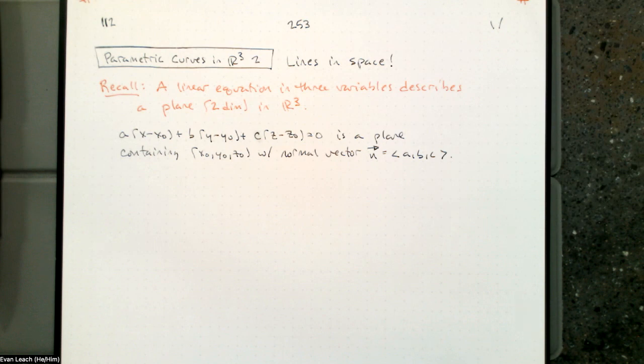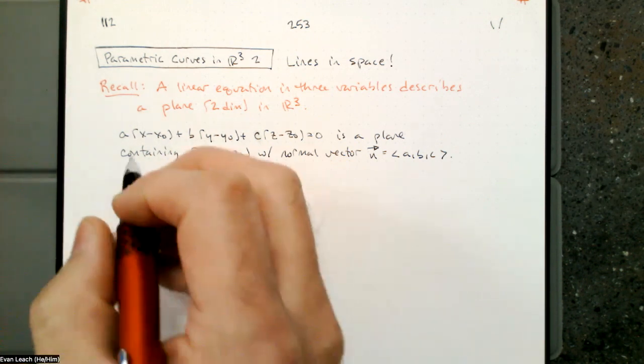When we write a linear equation in three variables, we get a two-dimensional plane in R3. We want to be able to describe a one-dimensional line in R3. So we need something else to describe a line.